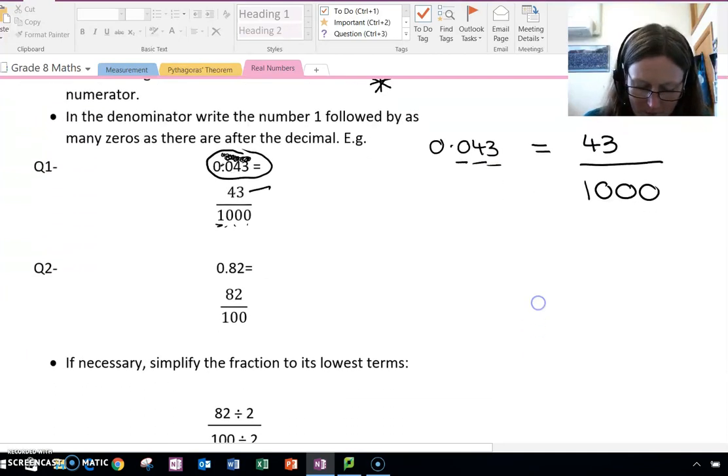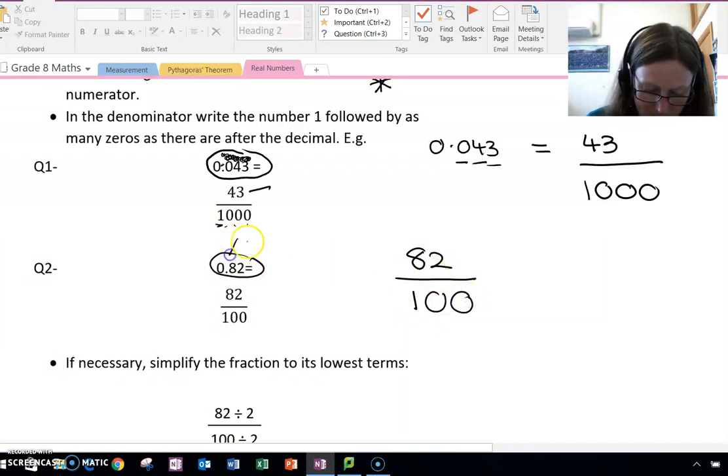Let's look at the next example, 0.82. So in our numerator, we write 82. In our denominator, we write 1, followed by 2 zeros. Why 2 zeros? Because there is 2 numbers after the decimal point.